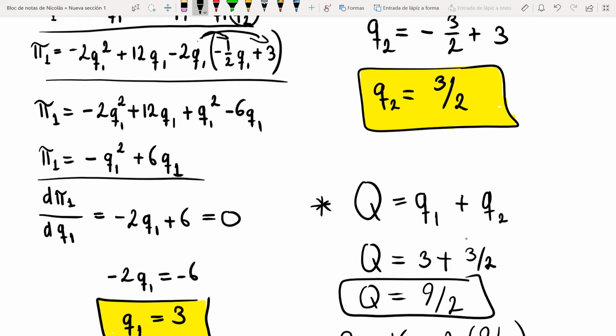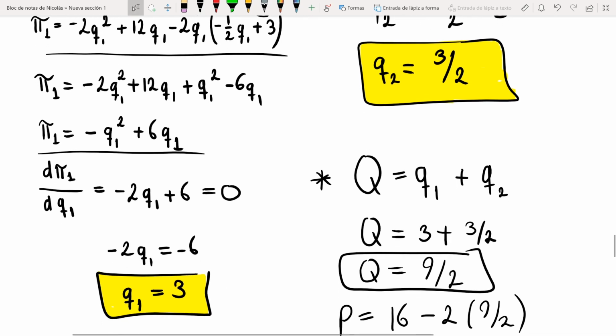Profit equation for Boeing is minus Q1 squared plus 6 times Q1. We know that we can maximize its profit by making it equal to 0 and clearing for quantity 1. And so we know that this quantity is the one that maximizes profit.